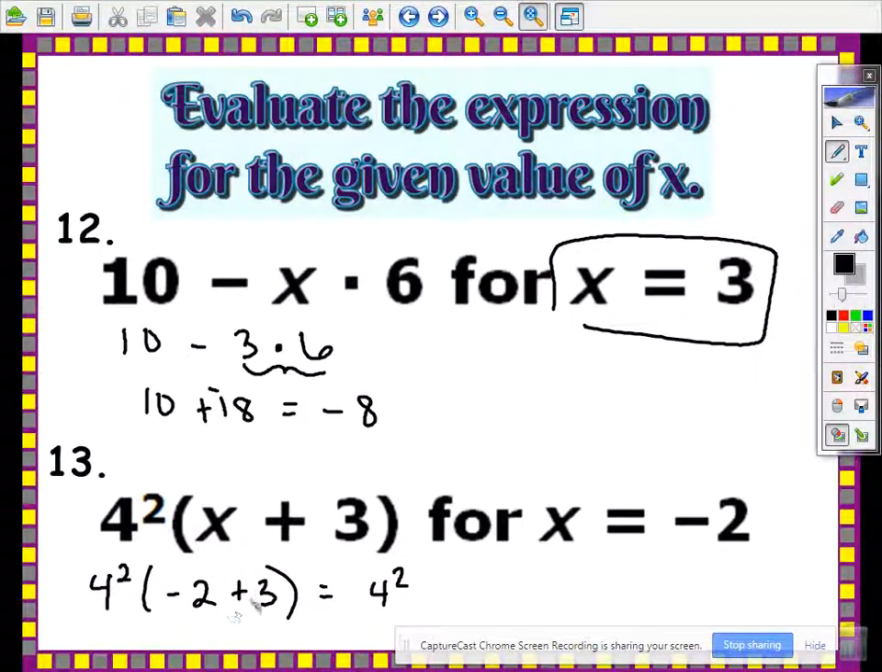Negative 2 plus 3. We're adding opposite signs, so we're going to subtract the numbers. 3 take away 2 is 1, and we're going to keep the sign of the larger one, which is 3, so it will remain positive. We know if we multiply anything by 1, we get the same value. 4 squared is 16, so our answer is 16.